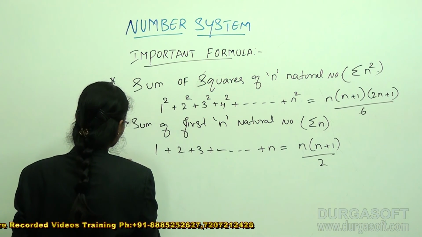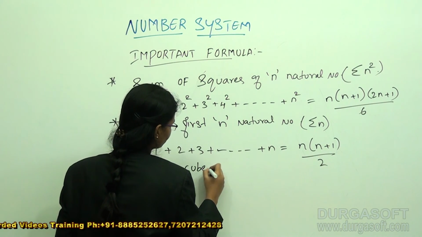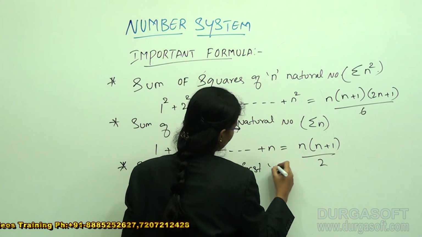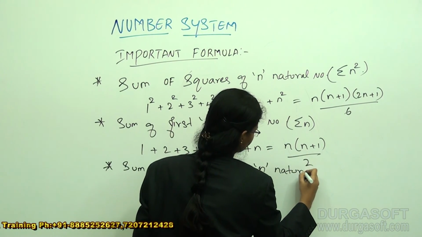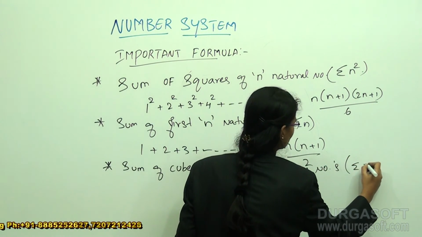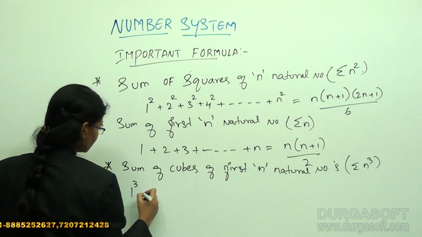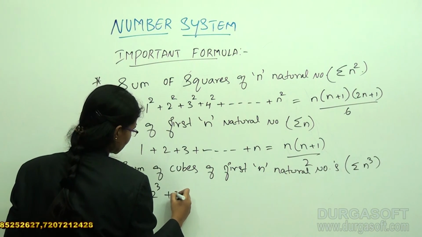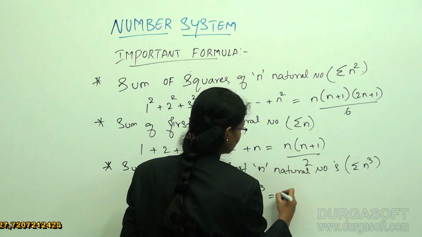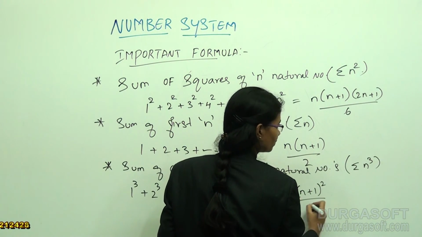And we have the last formula, the sum of cubes of first n natural numbers. You can denote this as sigma n cube. That is 1 cube plus 2 cube, 3 cube, and so on up to n cube, which will be n square into n plus 1 whole square, divided by 4.